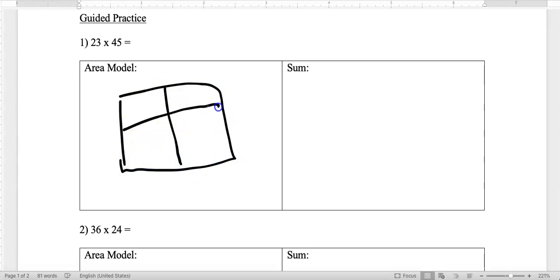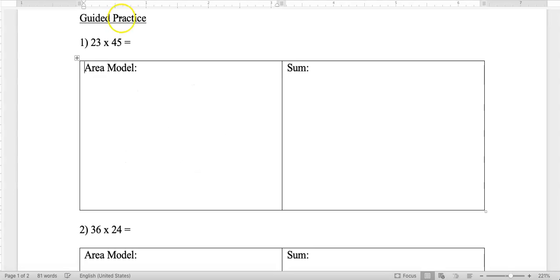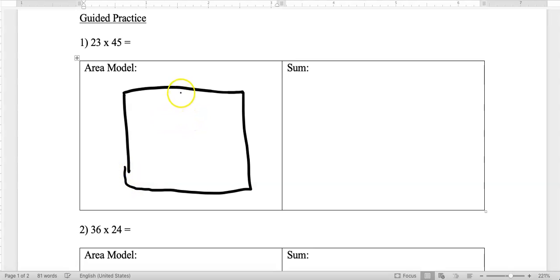You want 4 sections, and that looks totally sloppy. Let me do that again because I don't want to get confused with my digits. So I'm going to try better. You draw your box, and you want 4 sections in your box. So this should look familiar to some of you. So some of you should say, oh, okay, yeah, I remember this.